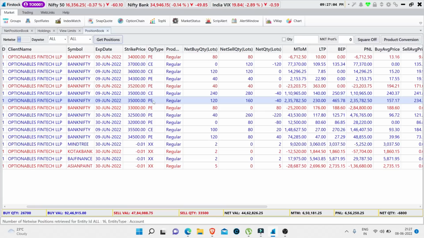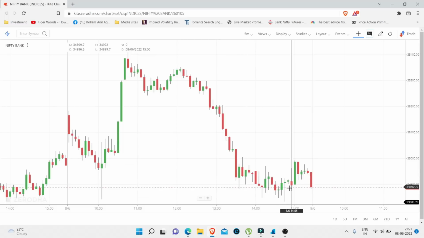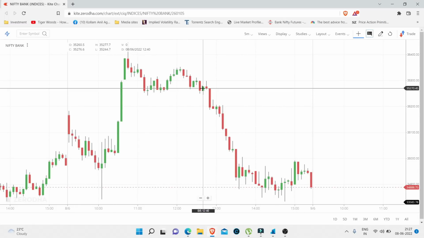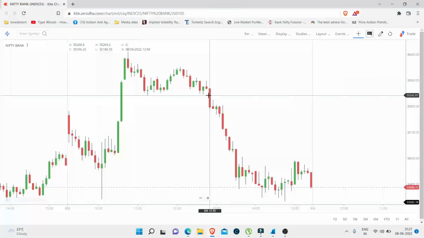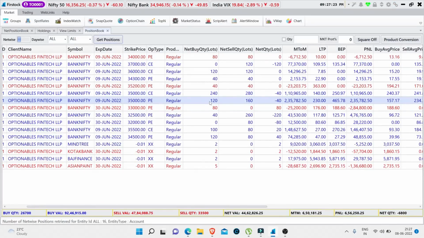After that, once I open the chart over here, you can see that the market shot up, and while the market slowly started to come down, around this point, around 12 o'clock, I started to short the 35,500 call option, as the 35,000 call option was already squared off. You can see I started to short the 35,500 call option somewhere over here.